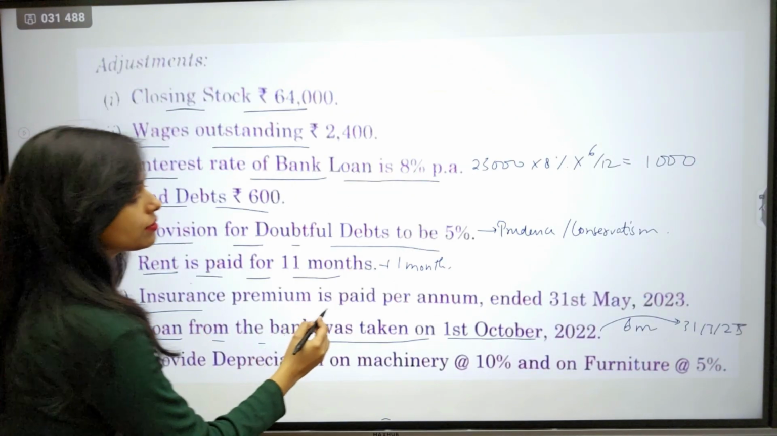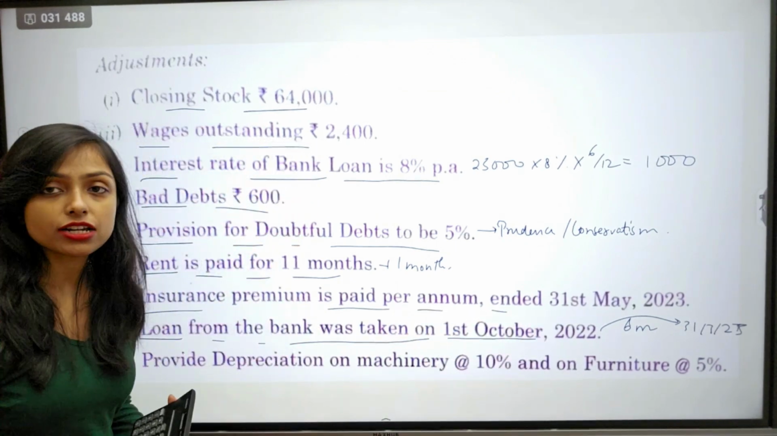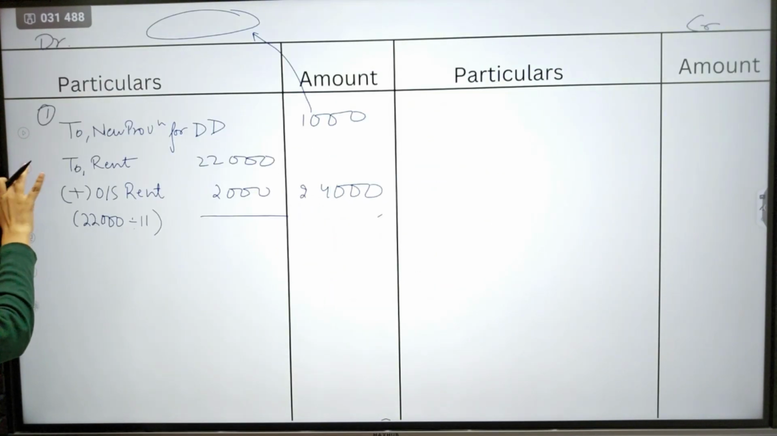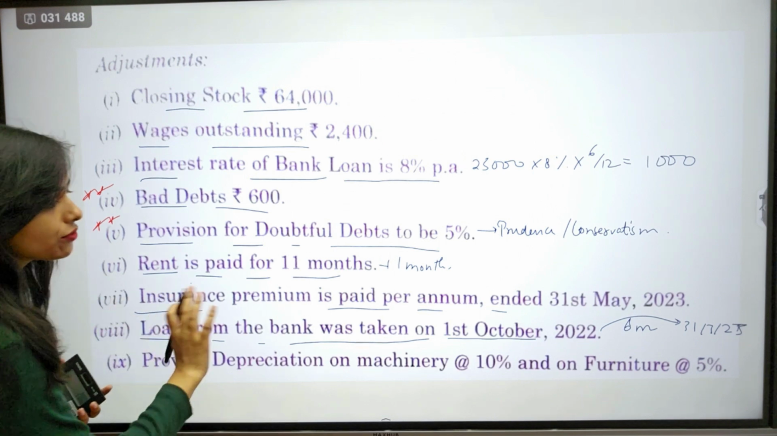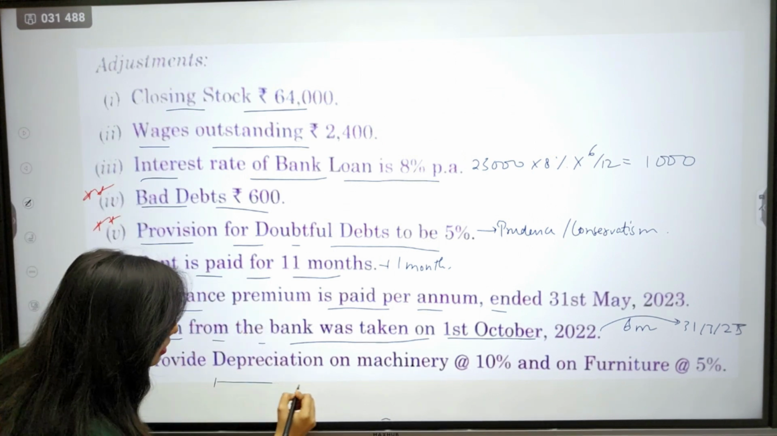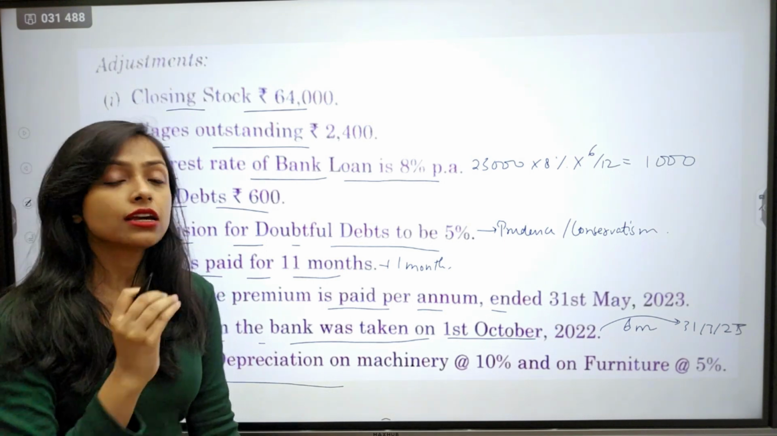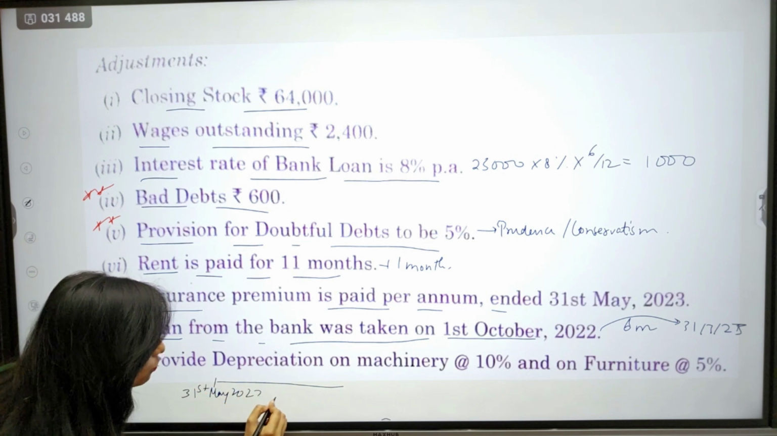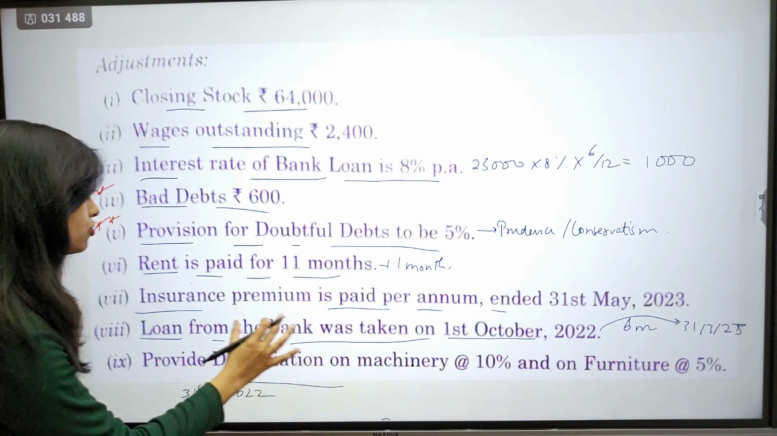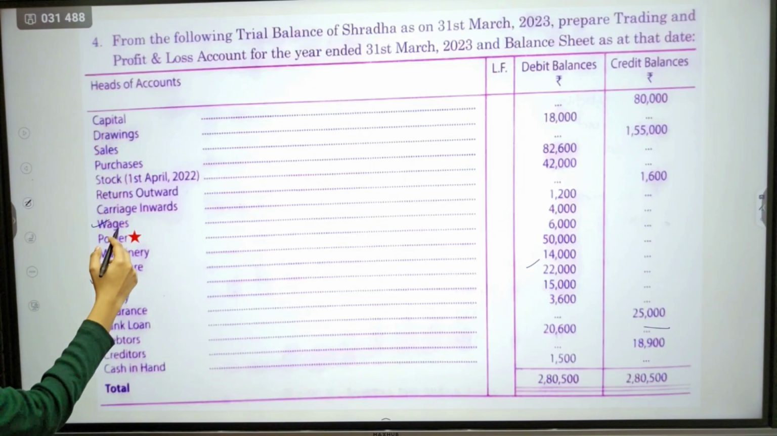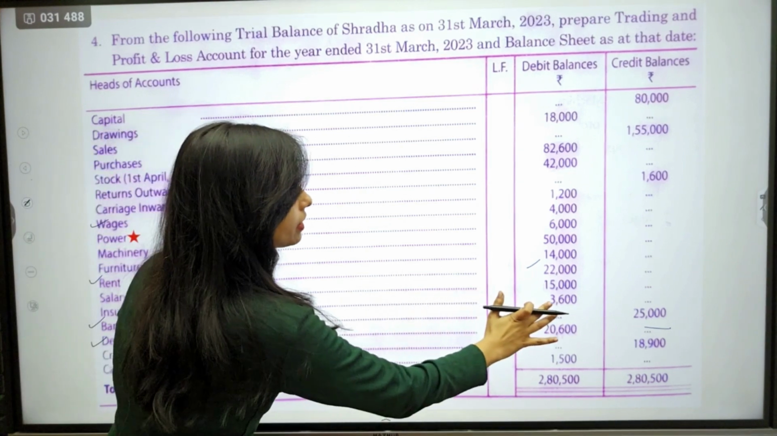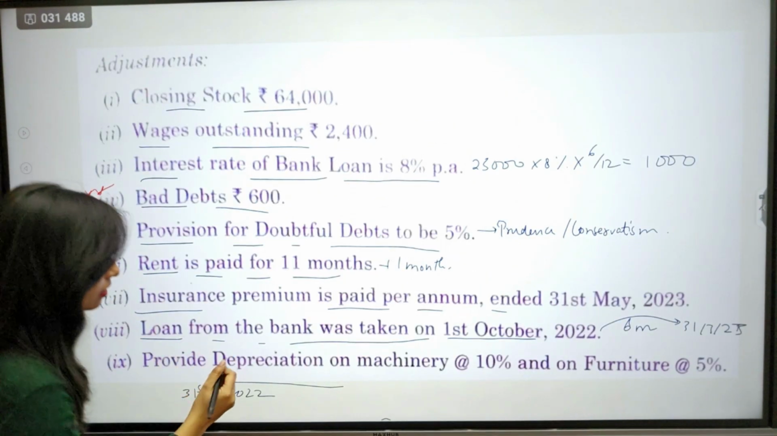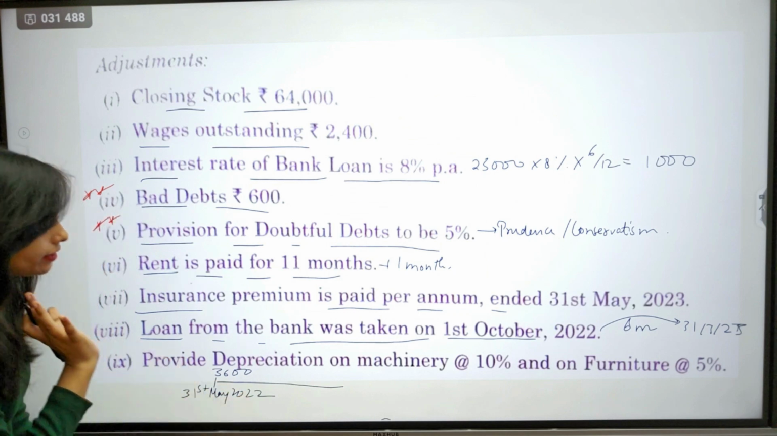Next point is insurance premium is paid per annum ended 31st May 2023. What does this mean? Suppose I do not have any space to explain this. Let's understand from here. If I paid insurance premium, how does insurance premium work? So suppose we paid it on 31st May 2022. I paid for my insurance premium. How much did I pay? Let's find insurance premium over here. I paid 36,000 rupees. Right. 36,000 rupees I paid on 31st May 2022.